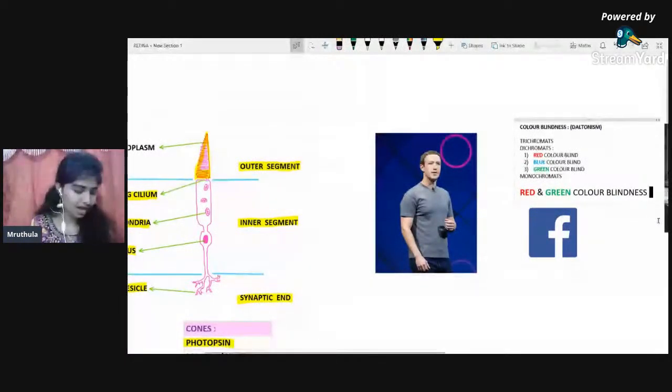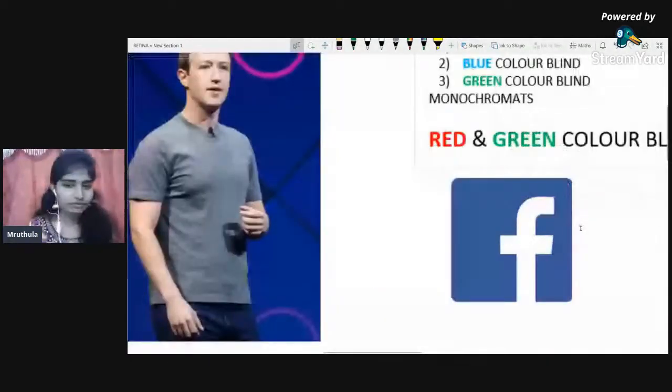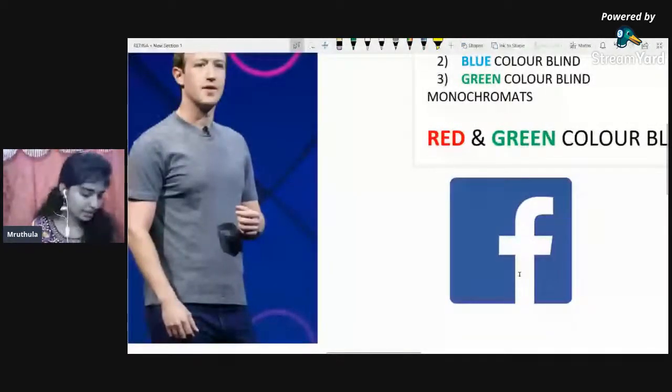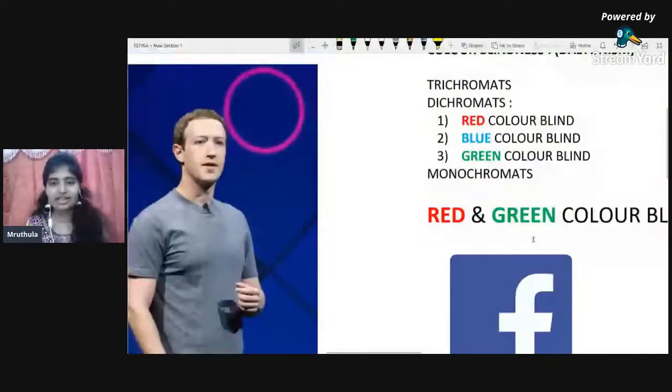So yeah, he's Mark Zuckerberg, the Facebook CEO. Why is he important here for us? So yes, the logo is blue in color and it has this F written in white. There is one reason for it. We'll see that. Just wait for a few minutes.